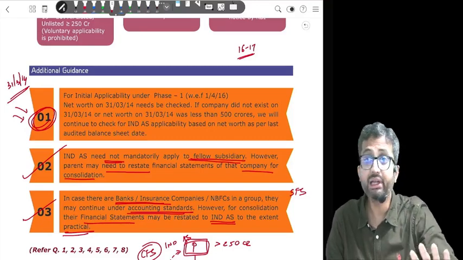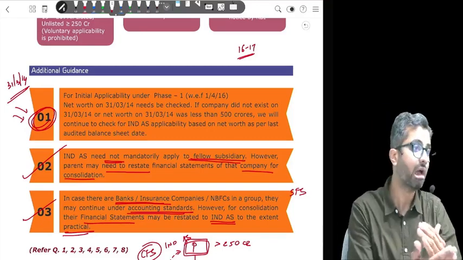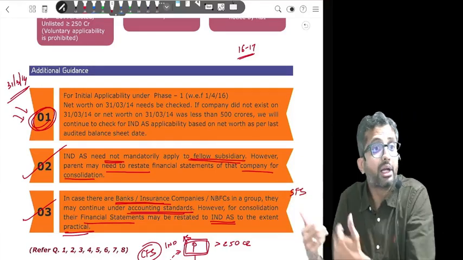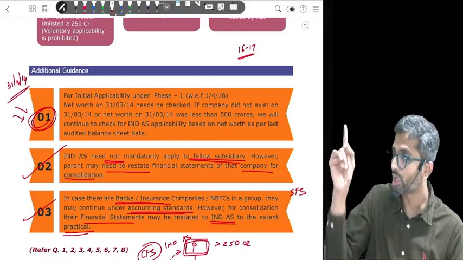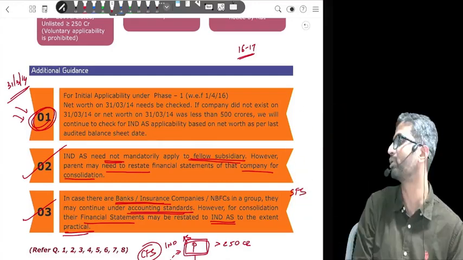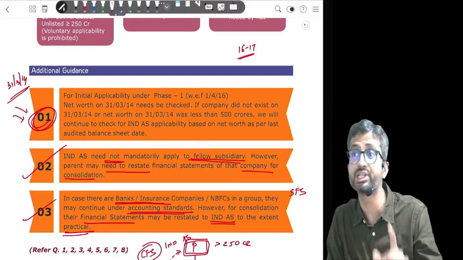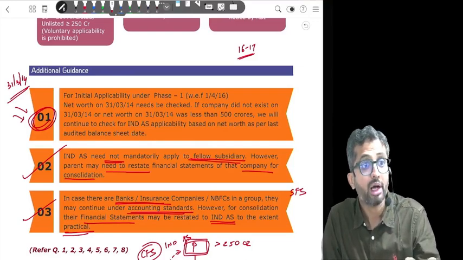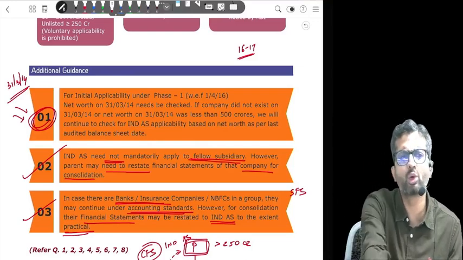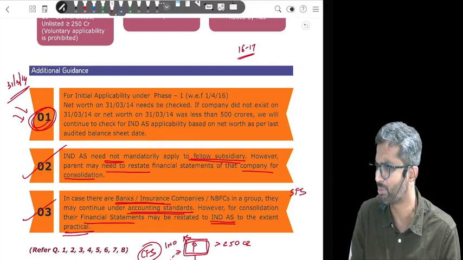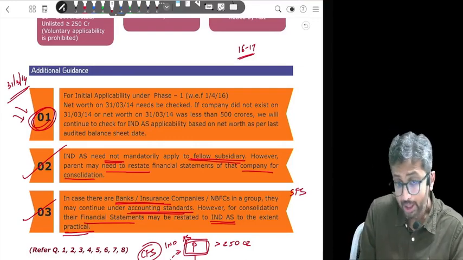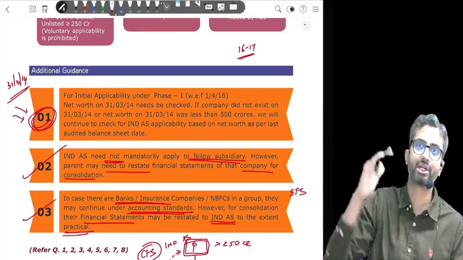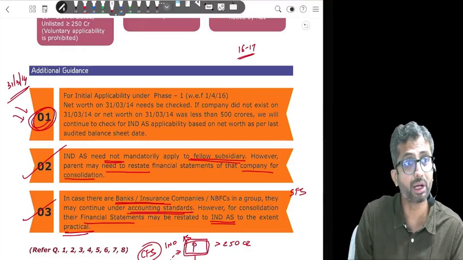Yes, the cutoff date was 31st March 14. So if on 31st March 14 you had crossed 500 crores, you have to follow Ind AS. No sir, but later we fell below, so what? On the cutoff date you are greater than 500 crores, you have to follow Ind AS from the year 16-17 onwards, even if you made losses and your net worth fell. Or what happens if on 31st March 14 you had only 100, 200 crores of net worth? Is Ind AS mandatory? No. But by 31st March 16, your net worth becomes 600 crores. Now will Ind AS become applicable?